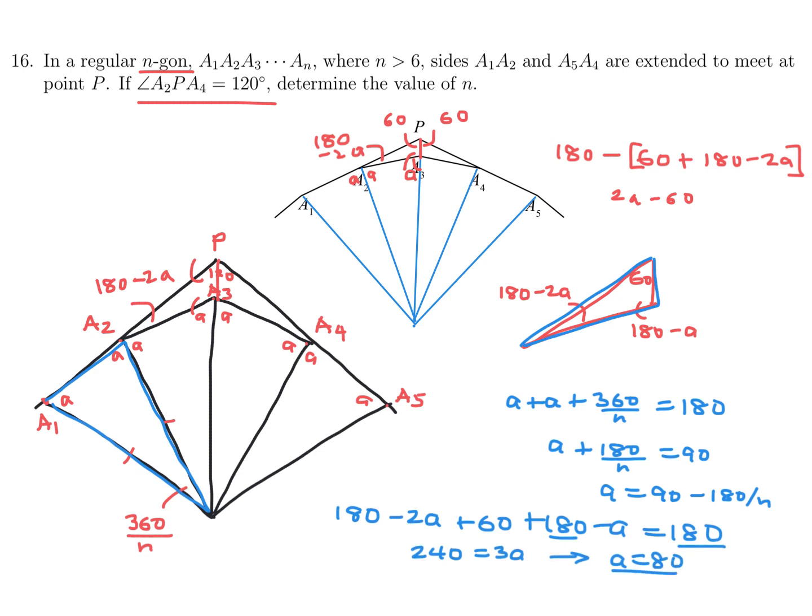Okay, great. So I finally got a value, and then I guess I can just substitute that into there to figure out n. So if A is 80, that means 80 would be 90 minus 180 over n. So that means 180 over n is 10, and therefore that would mean that n is equal to 18.